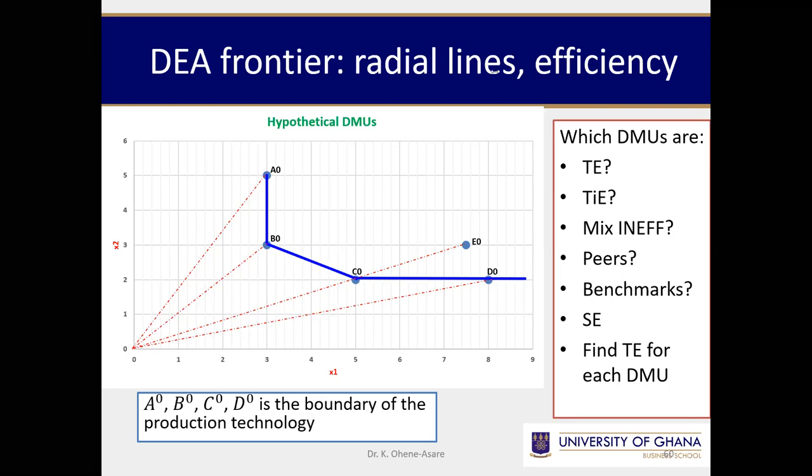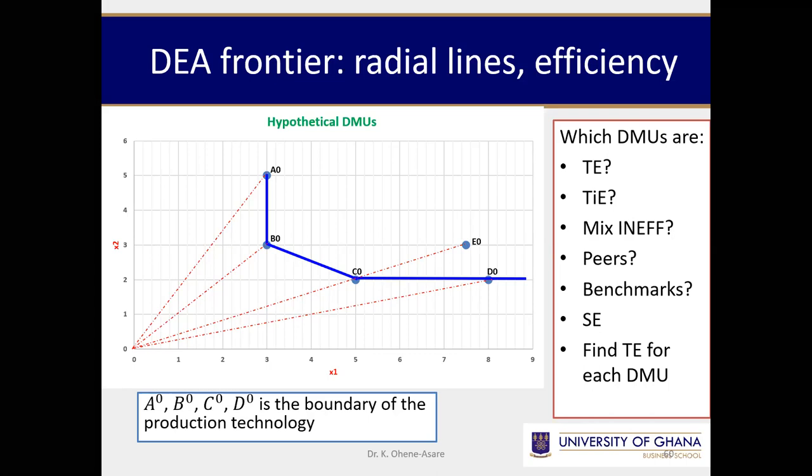Sylvia, can you tell us why they are peers? Doc, because they are real DMUs and they are strongly efficient. Why do you say they are strongly efficient? Because unlike the DMU A and D, they are not on the free disposability line. Good. Now stay there. Don't go. Okay. Now, these peers are B and C.